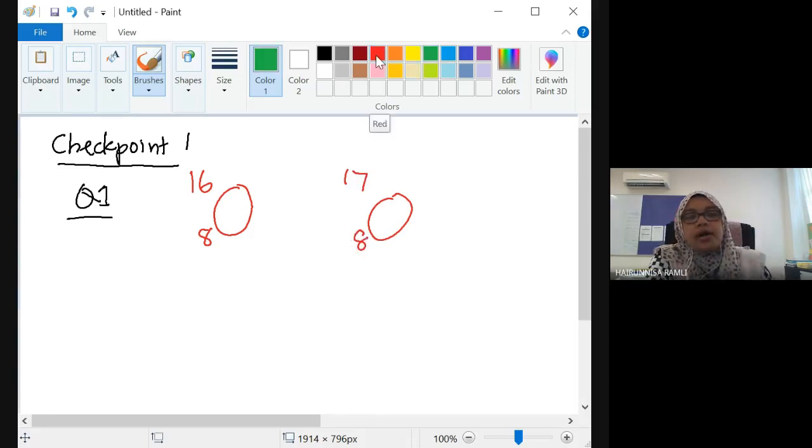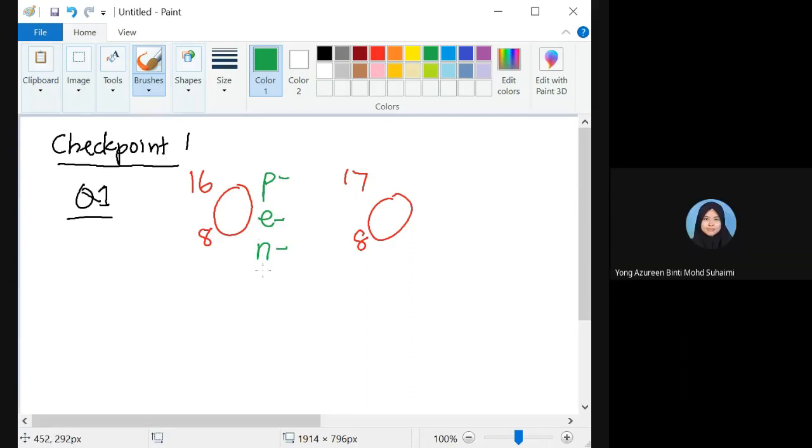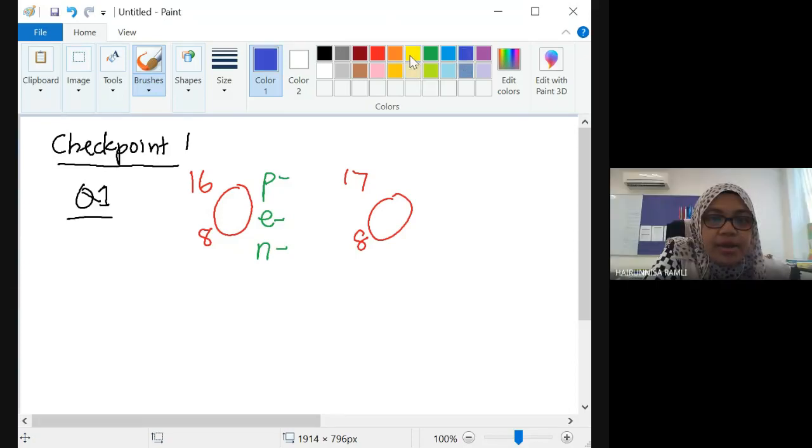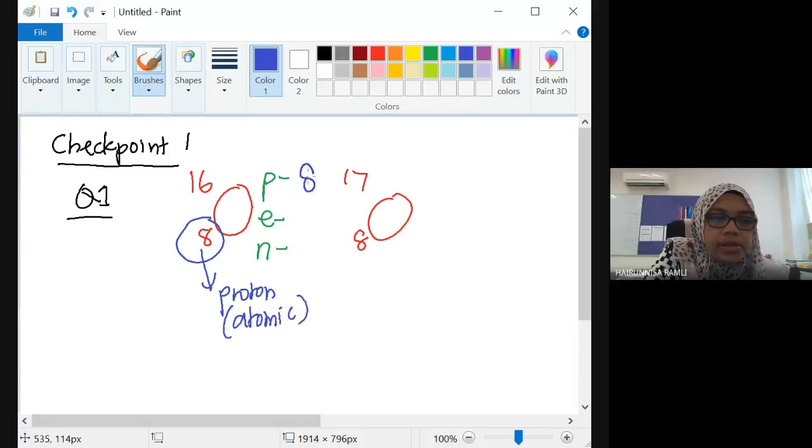So the question asks for proton, electron and also neutron. I need your response for this. What is the proton number for this oxygen? Eight. Okay, why is proton eight? Actually, we are referring to the bottom number, right? Eight is the proton number, or we call it the atomic number. So proton is 8.